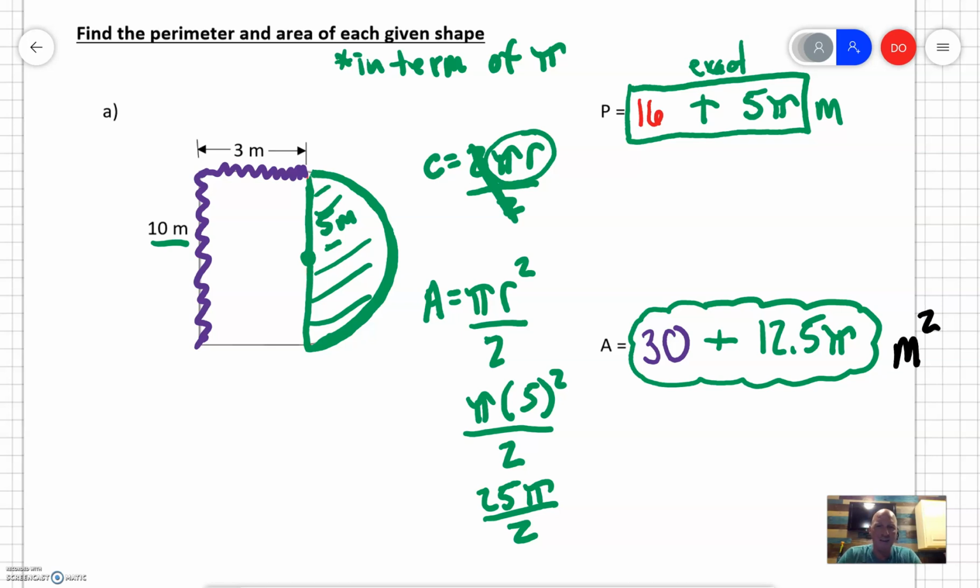If you wanted an approximation of the area, you could type in 30 plus 12.5 pi on your calculator, and you would get the rough decimal equivalent. Again, that's an approximate answer as opposed to an exact answer.